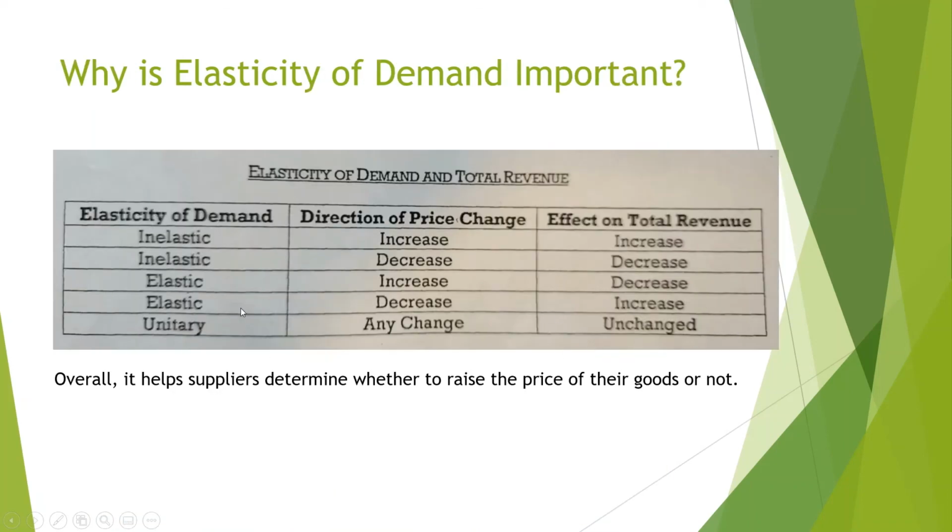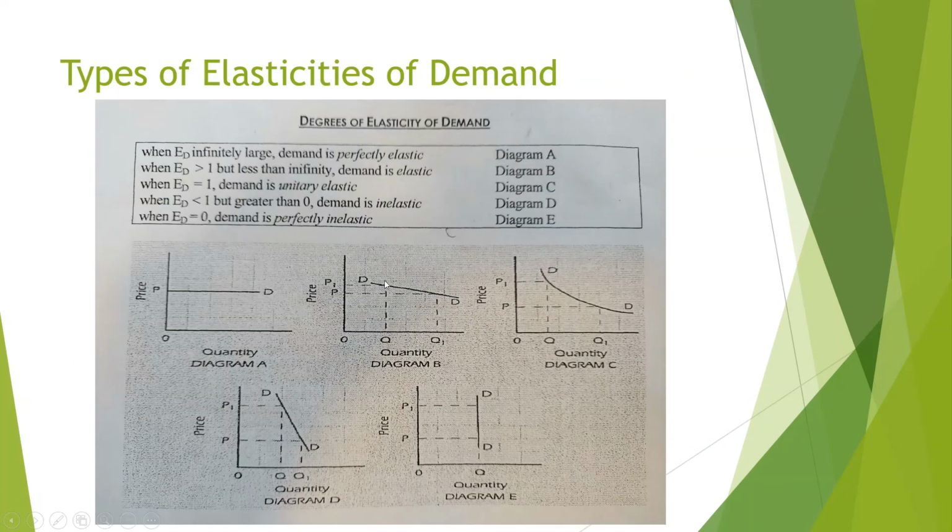So you don't really need to know this. Just remember that for elastic demand, you should be decreasing the price to increase your revenue, and for inelastic demand, you should be increasing the price to increase your total revenue. And that can be explained using the graphs, like I just said.